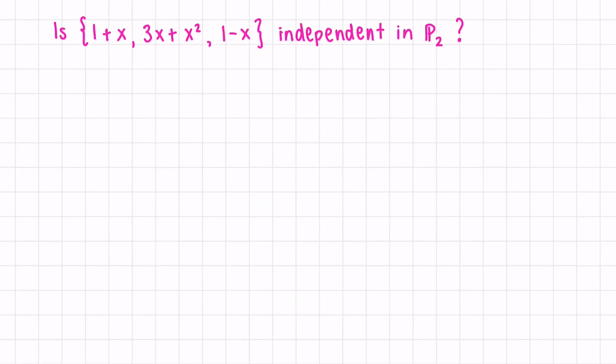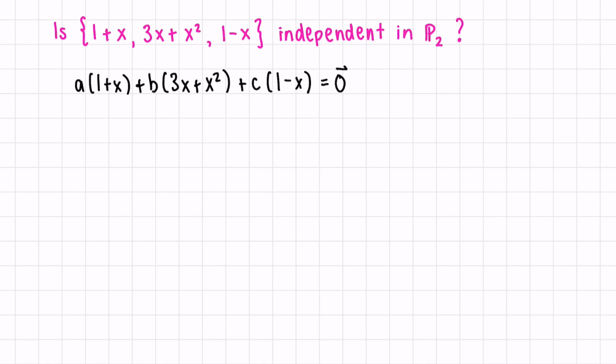Let's check if these vectors are independent in P2. First, let's write them as a linear combination. a times (1 plus x) plus b times (3x plus x squared) plus c times (1 minus x) equals the zero vector. And let's see what the coefficients are. Are they all 0? Or is there another possibility, in which case they would be dependent? The zero vector in P2 would be 0 plus 0x plus 0x squared, just the constant 0 polynomial.